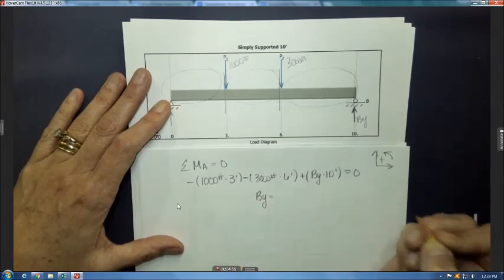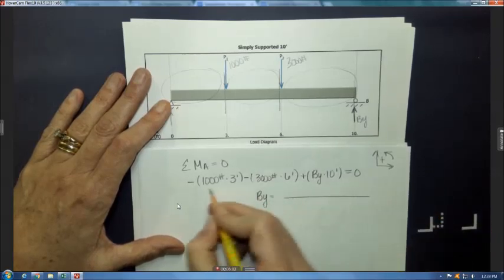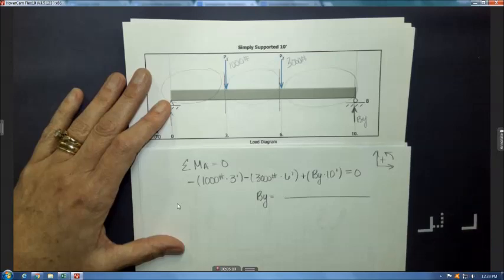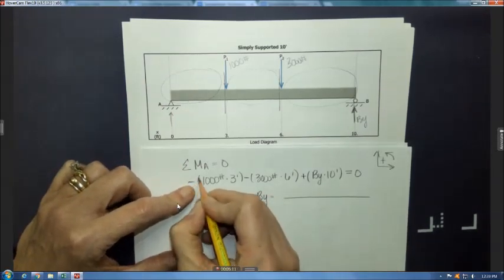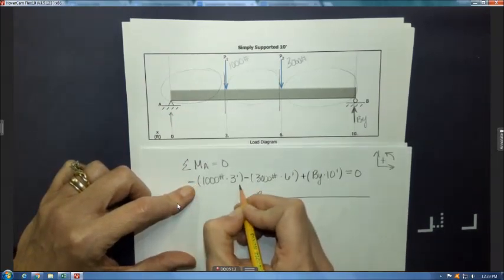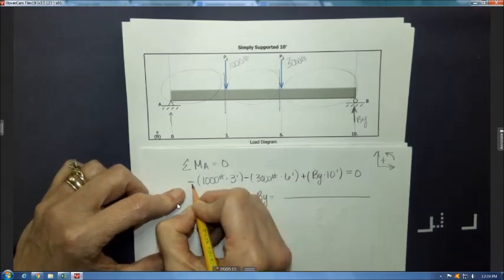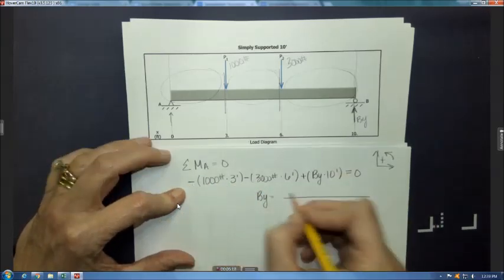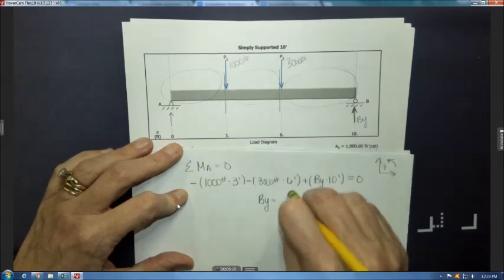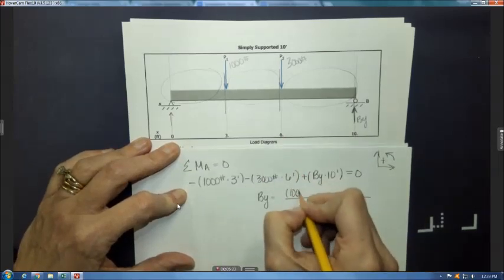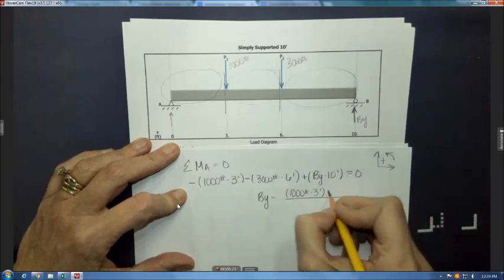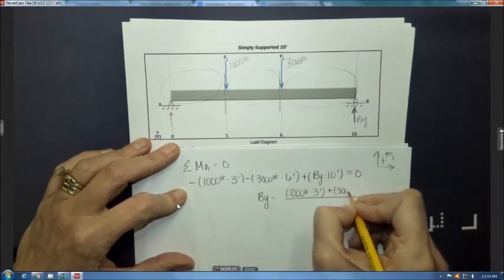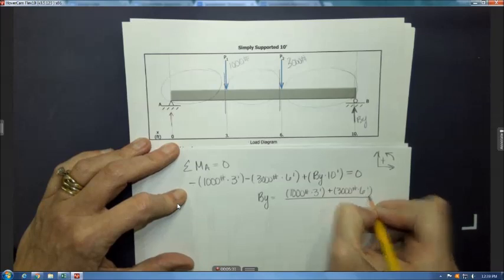So BY is going to be equal to, now I'm not going to combine things before I put them over there, and you'll see why when I put it in my spreadsheet. So I'm going to take my negative 1,000 times 3. I'm going to leave it in this form, but it's negative on the left-hand side, so when I move it to the other side, it becomes positive. So this is going to be 1,000 pounds times 3 feet, and then it's going to be plus 3,000 pounds times 6 feet.